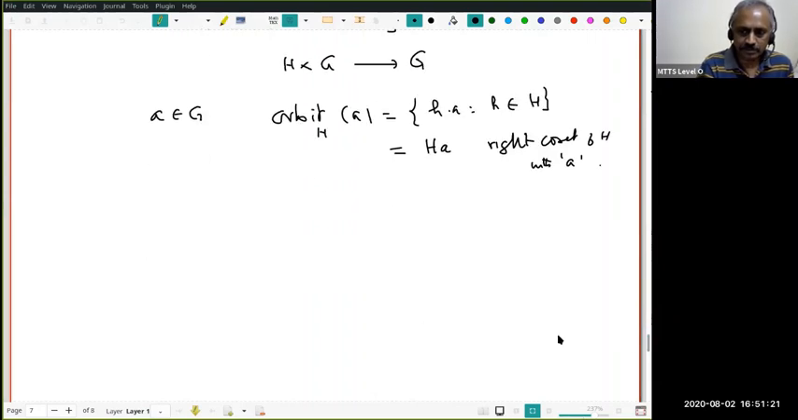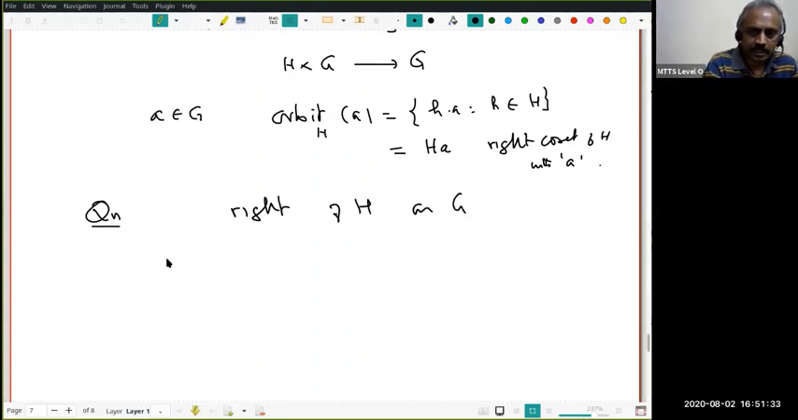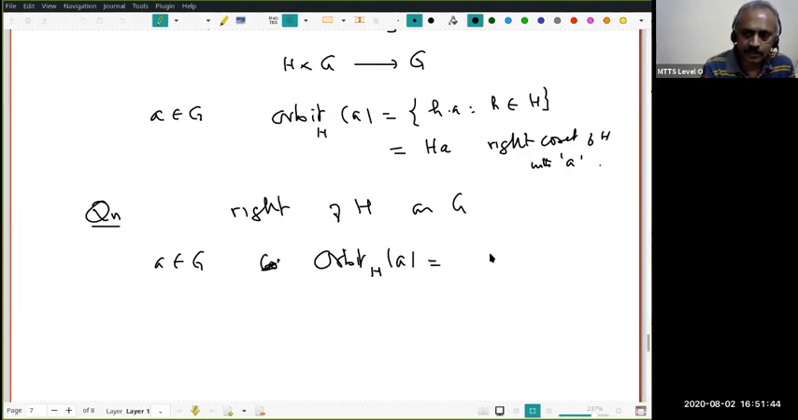Now I know the next question I am going to ask. What is the next question I want to ask? Let us consider the right action of H on G and look at an element a in G. What is the orbit of a with respect to the right action? This is by definition what?